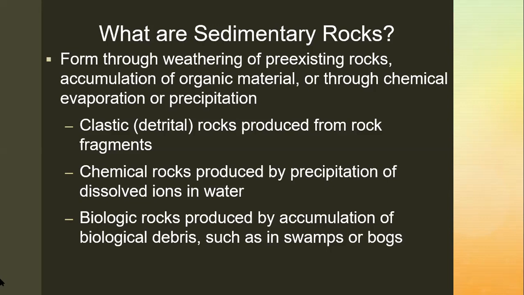But anyways, your 3 different types of sedimentary rocks are going to be clastic, which is produced from rock fragments, so they're more or less rock fragments. Chemical rocks are pretty much produced by chemical weathering. One pretty big diagnostic property with chemical rocks is they'll fizz in hydrochloric acid. You'll see that in the video. And then the last kind is biologic rocks, which is an accumulation of biological debris.